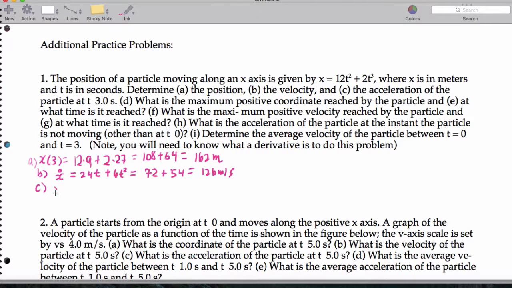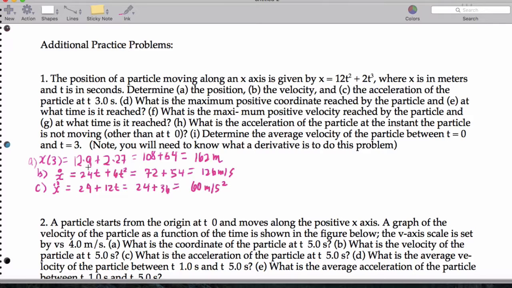Finally, we got our acceleration, which is the second derivative, and that's going to be 24 plus 12t. 24 plus 12 times 3, which is 36, and that's going to end up being 60 meters per second squared. How nice. Now, what's the maximum coordinate reached by the particle?